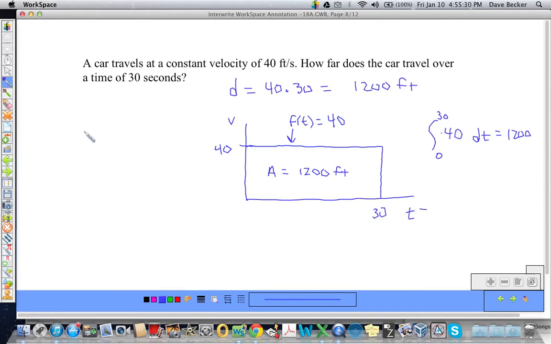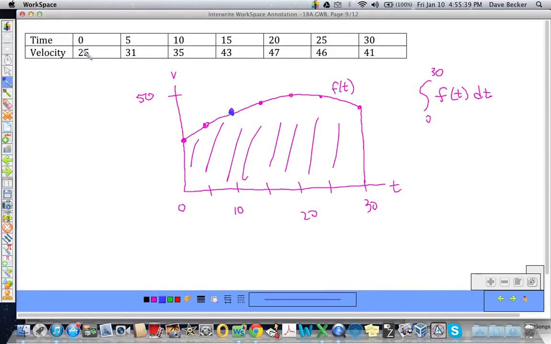Okay, well, no one can drive at a perfectly constant speed because of all kinds of conditions. And here, this might be a bit of a more realistic look at 30 seconds of driving time, with velocity taken every 5 seconds. So if at time 0 the velocity is 25 and 5 seconds later it's 31, and we'll say this is in feet per second, 10 seconds later 35, and so on.